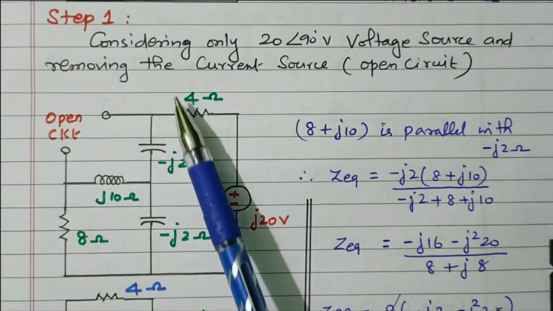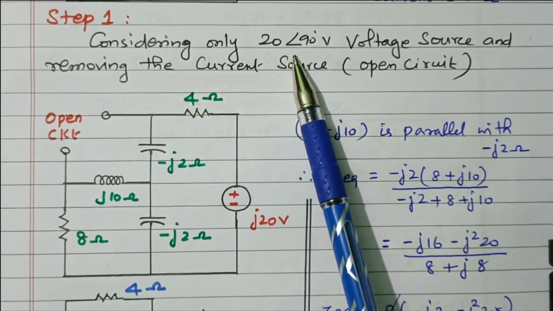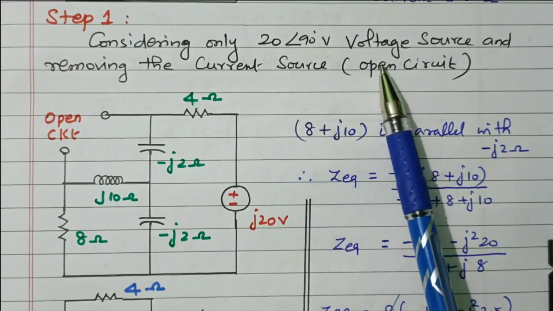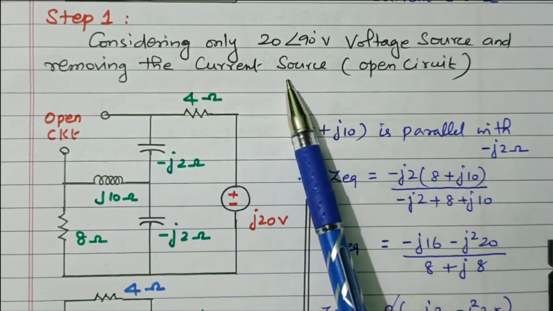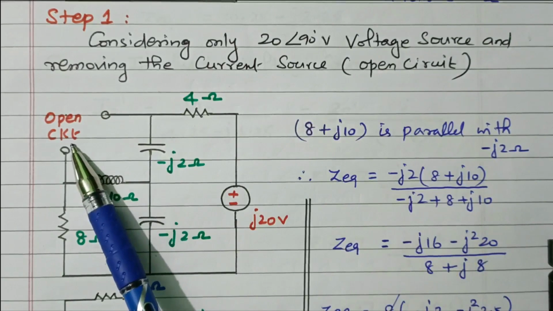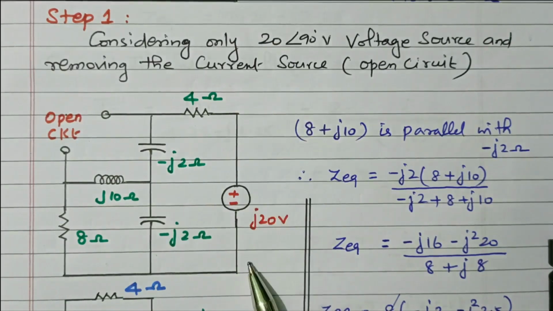Step 1 is to consider only the voltage source first, then we will go to the current source. Step 2 is the current source. Consider the voltage source and remove the current source. Removing the current source means open circuit. So here the current source is removed and kept open. Right? Only the voltage source is available now.